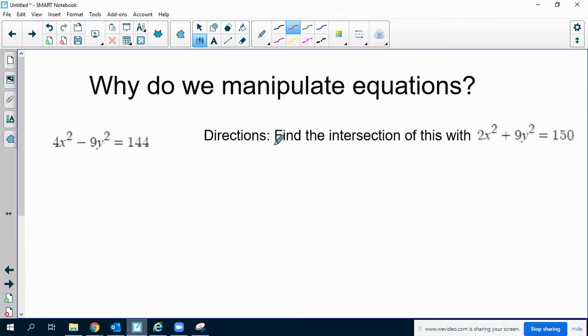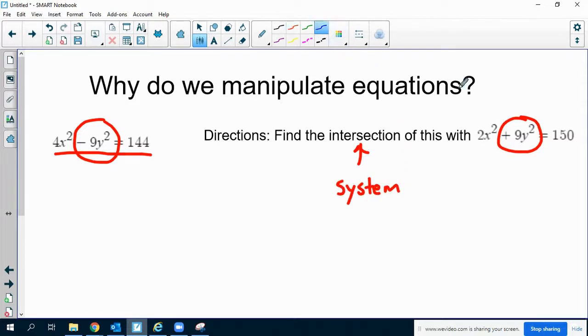But if I'm given different directions, I might not want to manipulate it in the same way. So if I have to find the intersection of this hyperbola with this ellipse, well, I could get both of these into graphable form and at least get a picture of it. But notice that I have a minus 9y squared and a plus 9y squared. And if I'm trying to find the intersection, I know that intersection means system of equations.